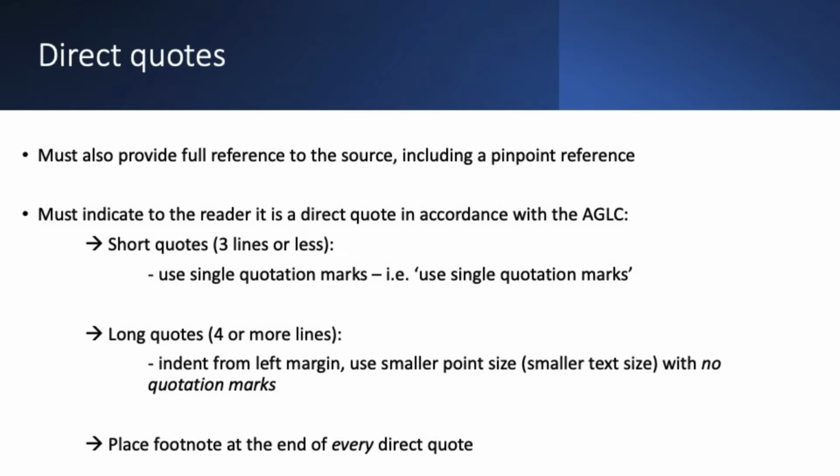Now, the AGLC distinguishes between short quotes and long quotes. So if the quote is 3 lines or less in length, we use single quotation marks around the text that has been copied from the original source. If it is a long quote, so 4 or more lines, then in that instance we do not use quotation marks at all. Instead, we indent the text from the left margin and use smaller text size. So by making the text size smaller and tabbing it in from the left hand side, that indicates to the reader that it is a direct quote.